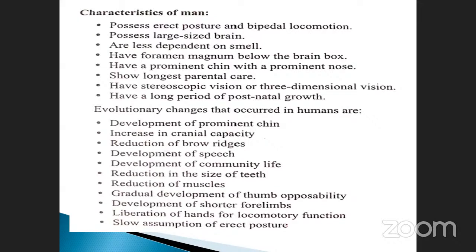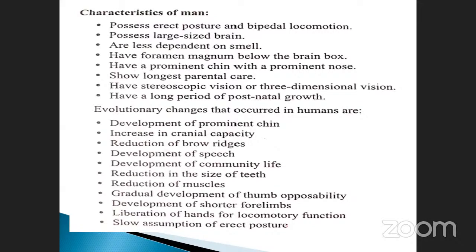Okay, so the longest parental care. This is also very, very important. Ape as well as the human being, the parental care. Already you know about it. Have a stereoscopic vision or three-dimensional vision. What is stereoscopic vision? When you are going to see any long distance animals, we can easily see. At the same time, we suddenly change the eyesight to the nearest one. That is called stereoscopic as well as scotopic vision.